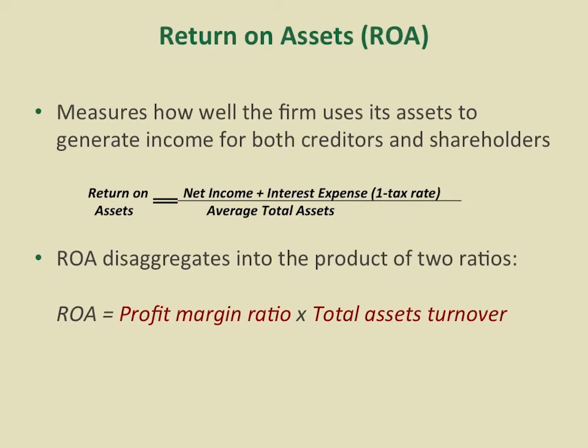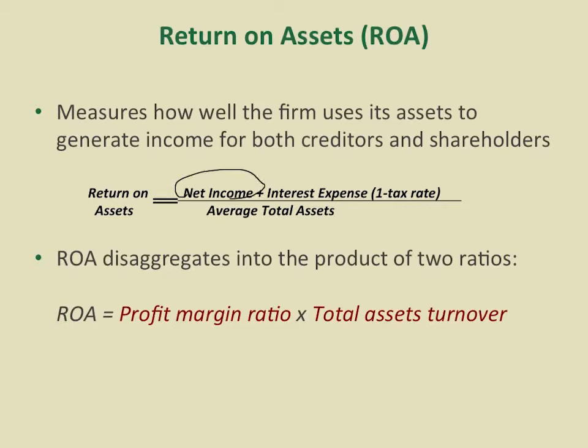Talking about analysis, a very interesting type of analysis we could do is the ROA analysis. ROA is the abbreviation for return on asset. Okay, it equals net income plus after-tax interest expenses divided by average total asset. So this ratio measures how well the company uses assets to generate income for both creditors and shareholders.